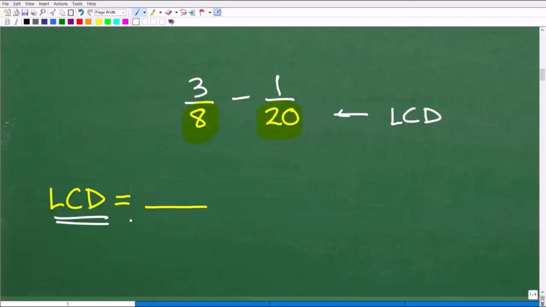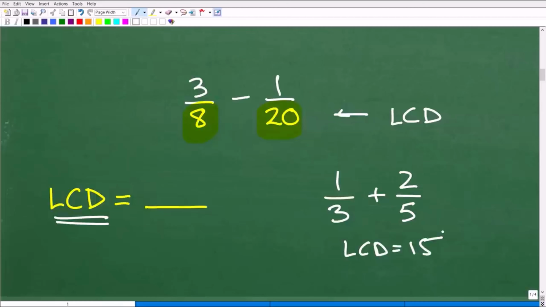Now, in this particular problem, hopefully it's pretty easy for you to determine what the LCD is. I find that most people, when I ask them, what is the lowest common denominator? How do you find it? Well, if I give you a problem like this, 1/3 plus 2/5, most people are like, oh, the LCD here is 15. When I would say, well, how did you know that? You're like, well, just because, it's pretty easy to tell, and that would be correct.